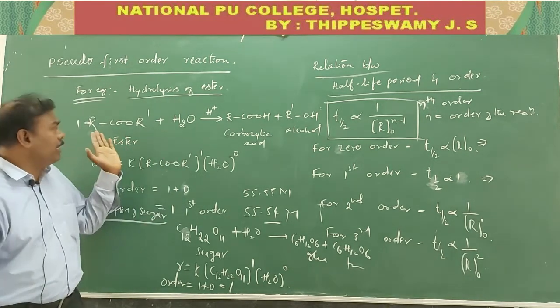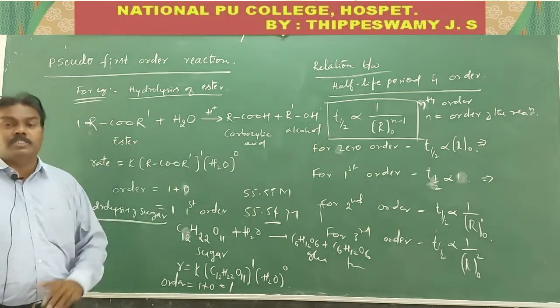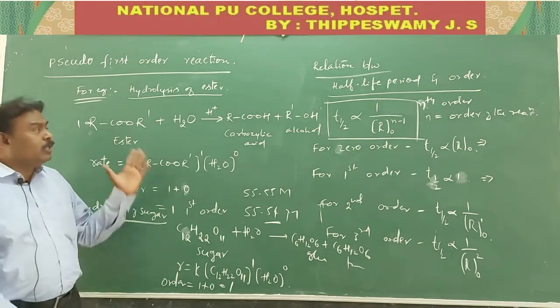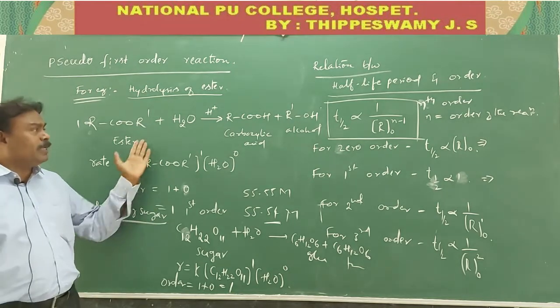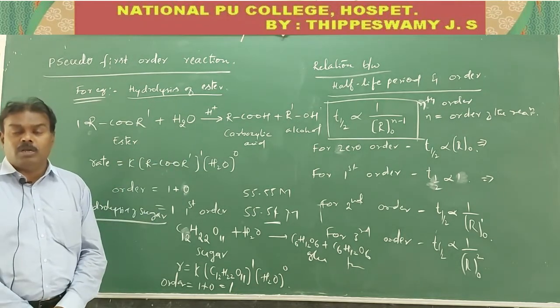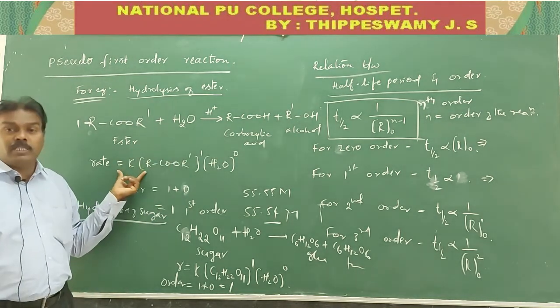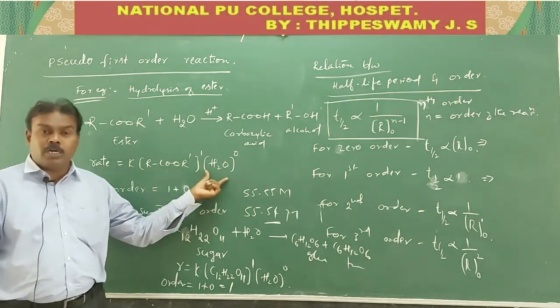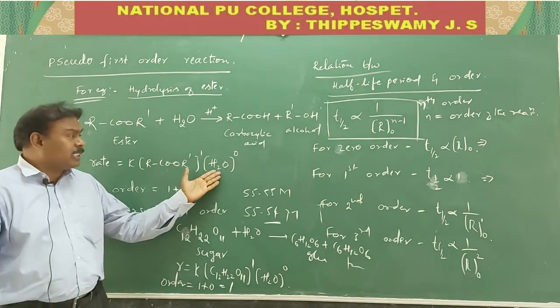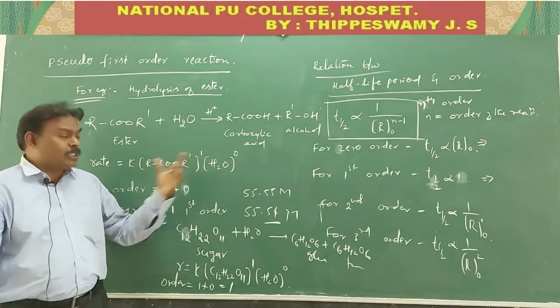For example, hydrolysis of ester we can take. We should show the equation here. Hydrolysis of ester: ester plus water gives rise to carboxylic acid and alcohol. Write the rate equation for the reaction. Rate is equal to K into molar concentration of ester to the power 1 and water to the power 0, because water is taken in large excess.